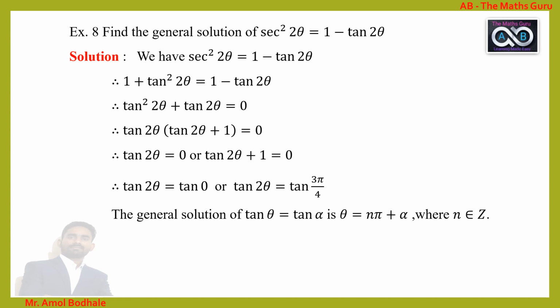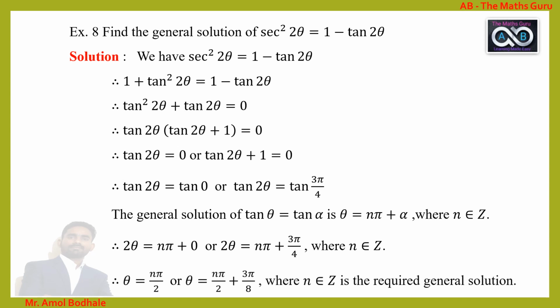Therefore the general solution for tan theta equal to tan alpha is theta equal to n pi plus alpha. This is a known fact. So we can use it here, this is theta, this is alpha, and we replace theta and alpha here. Therefore 2 theta equal to n pi plus 0, which we are writing here. Similarly 2 theta equal to n pi plus 3 pi by 4, where alpha is 3 pi by 4. If we divide by 2, we get theta equal to n pi by 2. And similarly if we divide by 2 here, we get theta equal to n pi by 2 plus 3 pi by 8, where n belongs to z, is the required general solution.